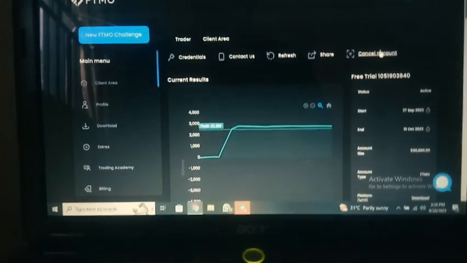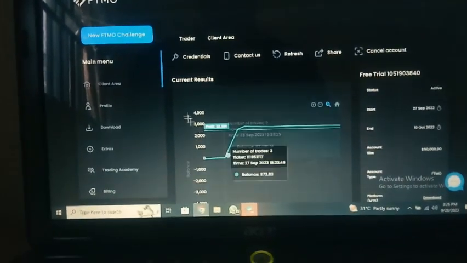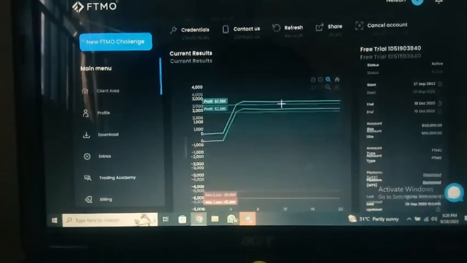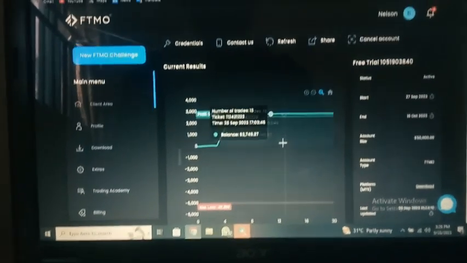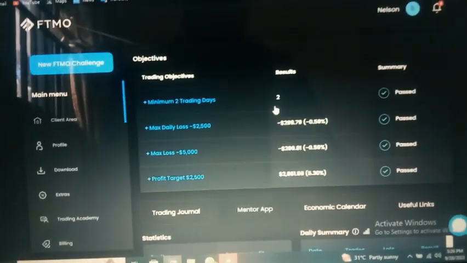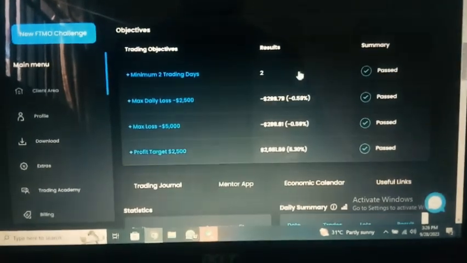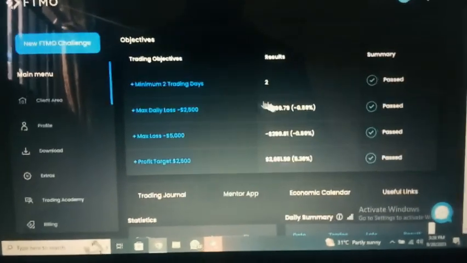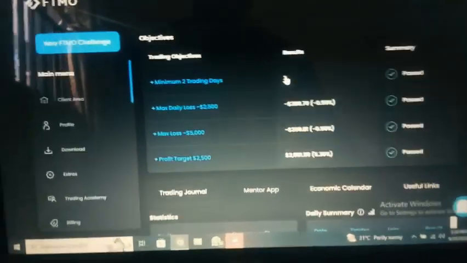As you can see on my screen, this is FTMO, I'm on their platform, and this is the dashboard. This is the account I passed yesterday. As you can see, it passed the minimum trading days. I registered for the account yesterday and I passed it yesterday. So just the minimum 2 days, I needed to place one more trade today.